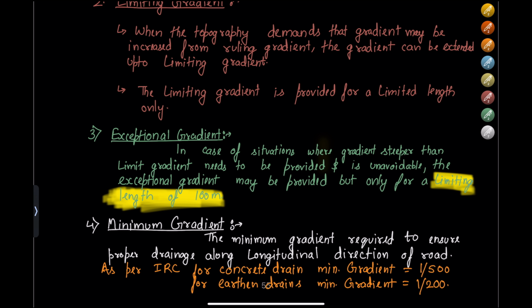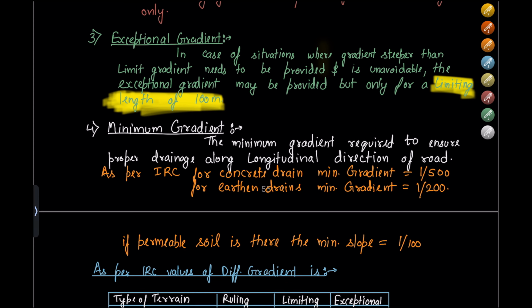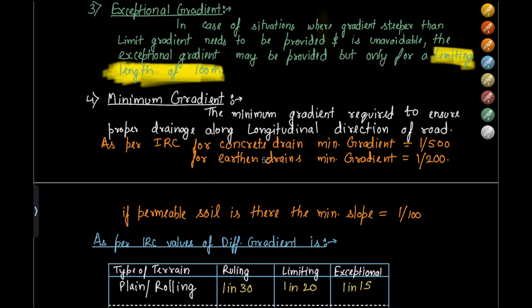In case of situations where gradient steeper than limiting gradient needs to be provided and is unavoidable, the exceptional gradient may be provided. It is provided only for a length of 100 meters, and beyond that it is not provided. A steeper or flatter curve has to be provided after that, because the traction capacity of a vehicle reduces after traveling a distance of 100 meters. So that is that.